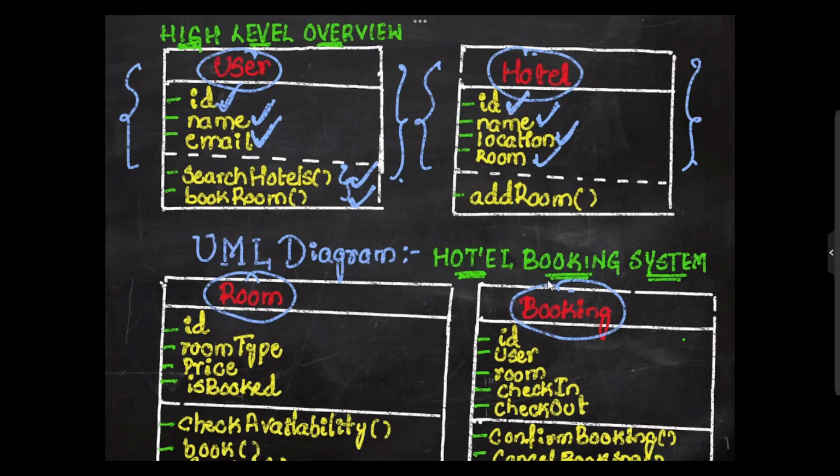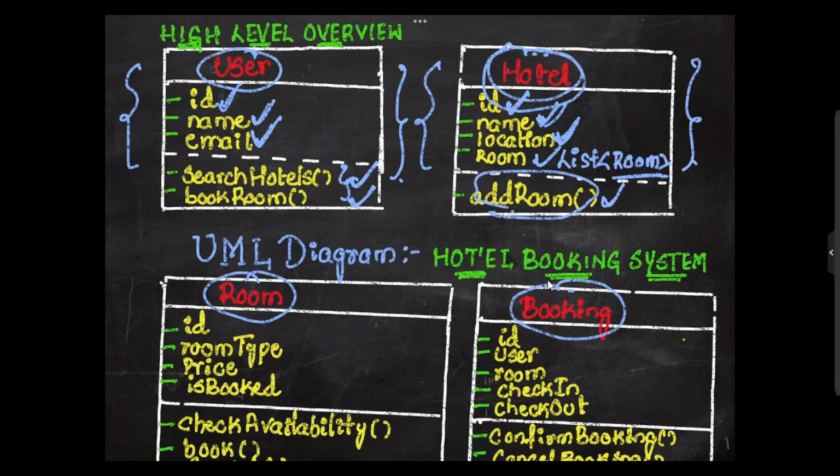So id will be of the type string, name will be of the type string, location will be of the type string again, and for room, we will be going with the list. Basically when I say room list, we will be going with the list of room. So just keep this in mind. We'll be making use of the add room method within the hotel class.